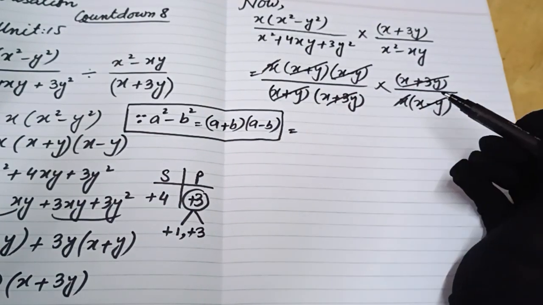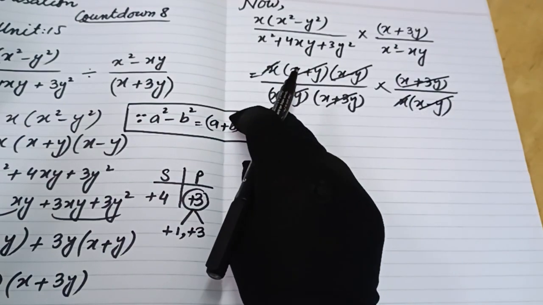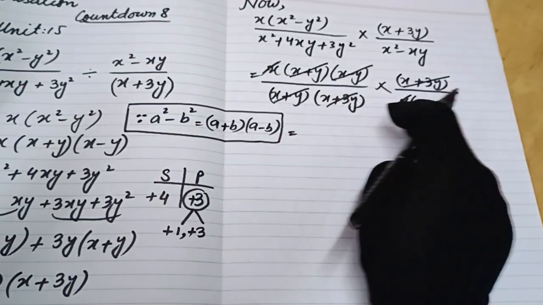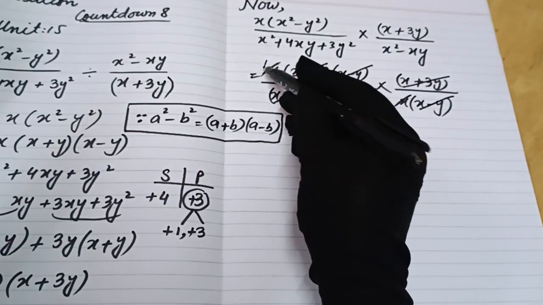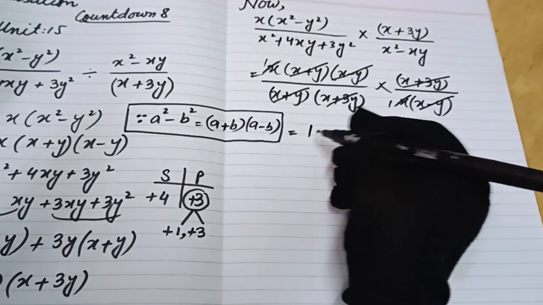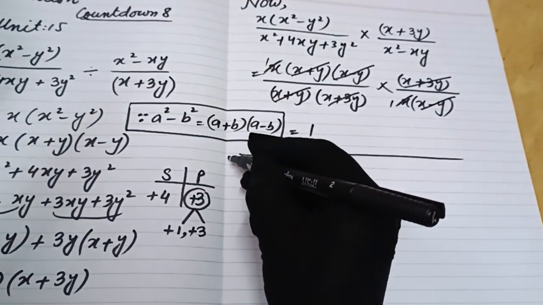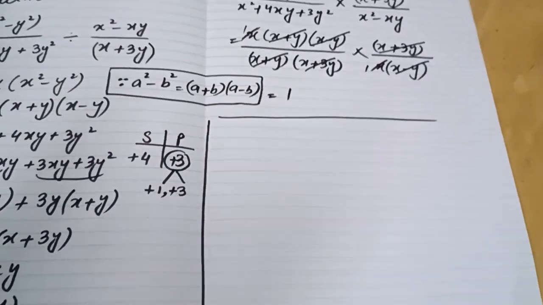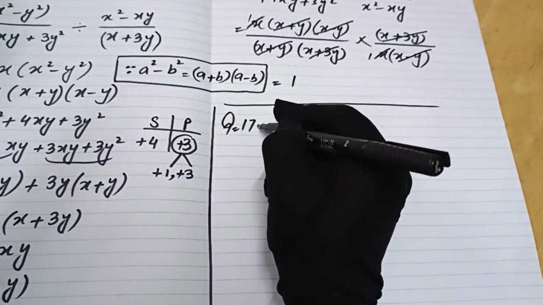This is cancelled by this. So the term left in the numerator is only 1, means nothing, so 1 will be there. The term left in the denominator also all cancels, so we can write it as 1 by 1, always equal to 1. So this is completely solved till here. Next I will start question number 17.